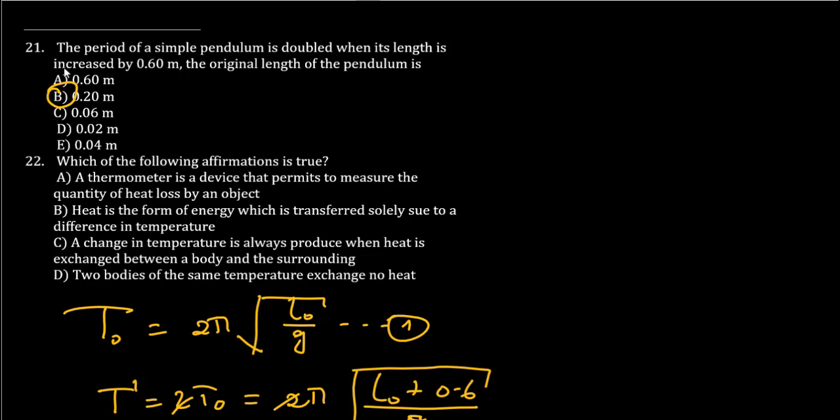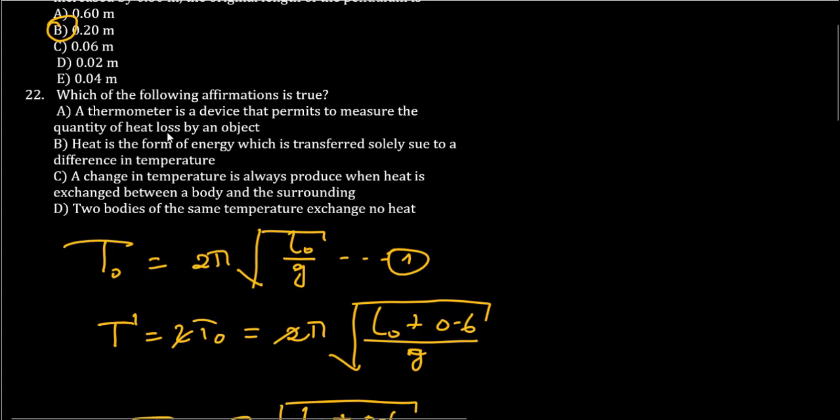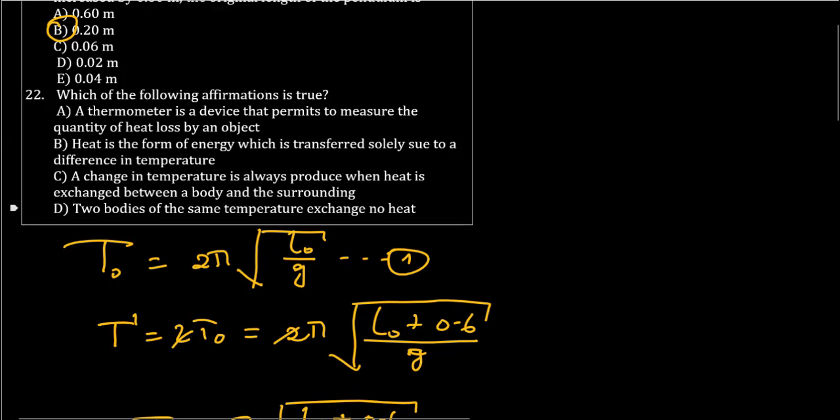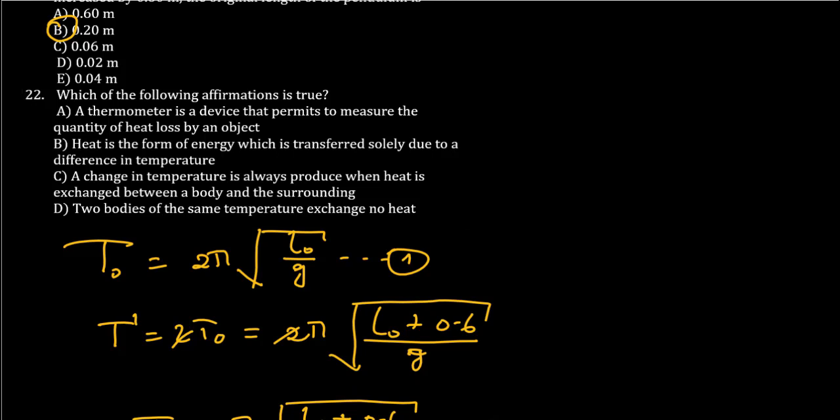So the next question is, which of the following affirmations is true? A, a thermometer is a device that permits to measure the quantity of heat lost by an object. B, heat is a form of energy which is transferred solely due to a difference in temperature. C says a change in temperature is always produced when heat is exchanged between a body and the surrounding. D, two bodies of the same temperature exchange no heat. So they said which is true. So the correct option here is B. Heat is a form of energy which is transferred solely due to difference in temperature.